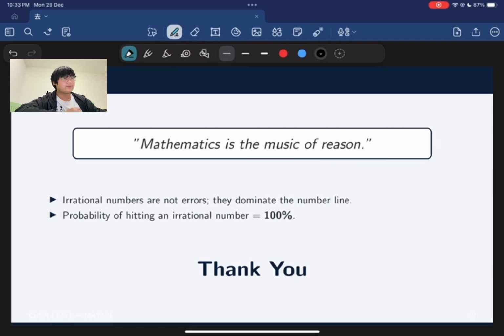To summarize, we explored the definition, the geometric origin, and the proof of irrational numbers like the square root of 2, and we saw that despite their non-repeating decimals, they possess a hidden mathematical beauty. As the quote says, mathematics is the music of reason.